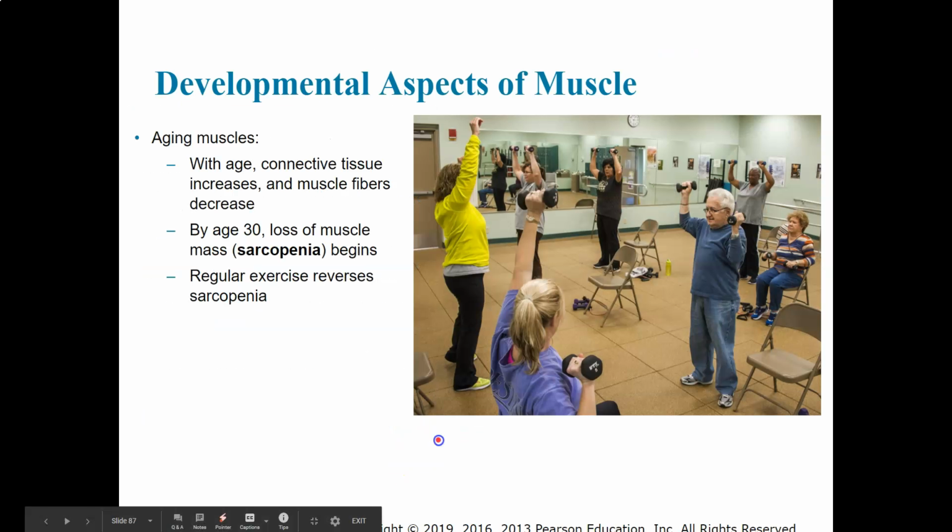As we age, the percentage of our muscles that's connective tissue tends to increase, and the muscle fibers tend to decrease, and that's going to overall weaken our muscles. This loss of muscle mass actually begins by the age of 30, and this is called sarcopenia. However, regular exercise can prevent and reverse this sarcopenia.